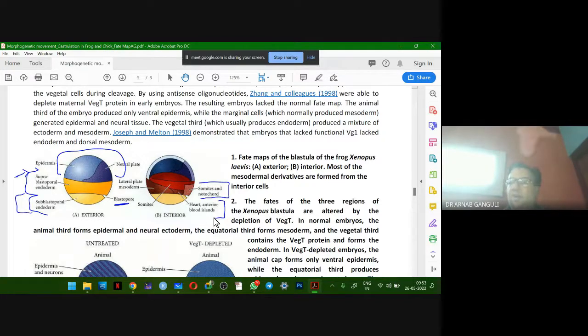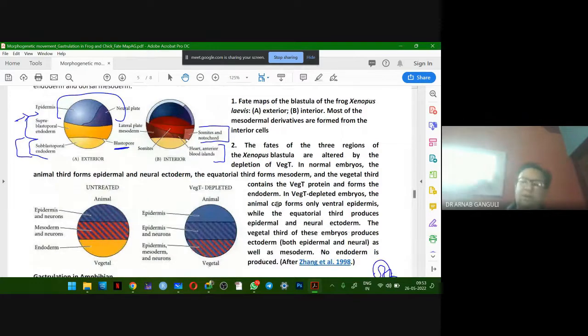This becomes very complex now. I will talk about fate maps in detail, and about the gastrulation process also in detail. Some genes and some factors are responsible, and I will talk about the organizers. Then we can talk about that of chick.